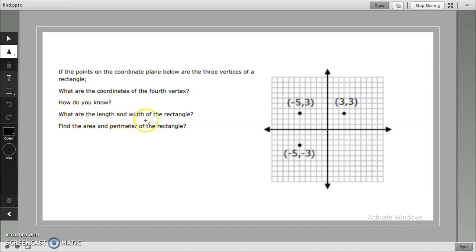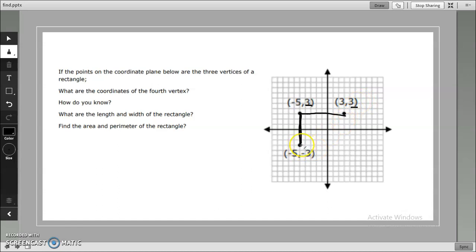What are the length and width of the rectangle? What is the area and the perimeter of the rectangle? Okay, so here are three vertices that we have. And notice, so my line is not straight, please forgive me, that if it's a rectangle, this is going straight up and down. So notice that my x value is the same. So I have -5 to -5. And over here, what do you notice is the same? The y value is the same. So it's 3 to 3.